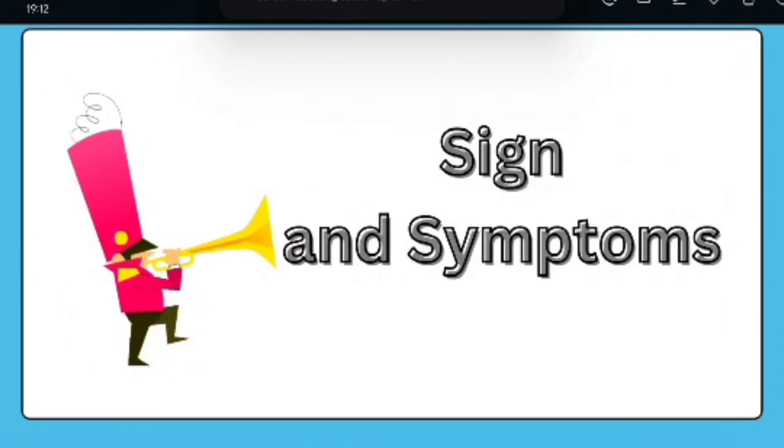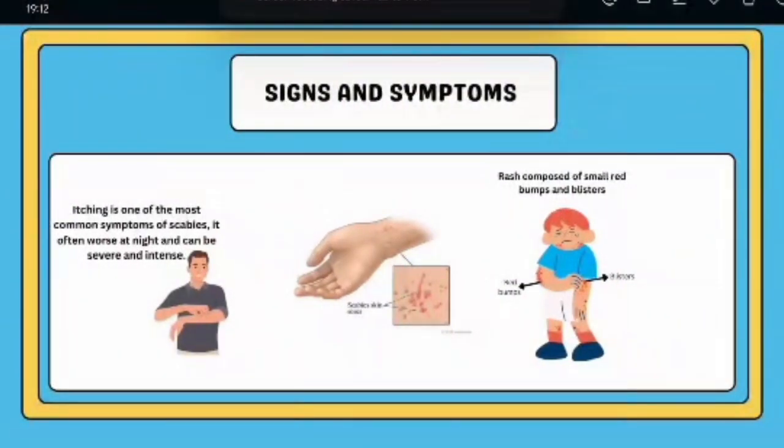Signs and symptoms: Itching is one of the most common symptoms of scabies. It often gets worse at night and can be severe and intense. Rash composed of small red bumps and blisters. Sores. Loss of sleep due to intensely itching skin.